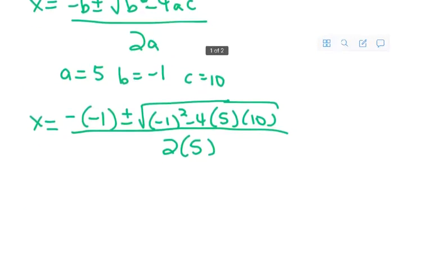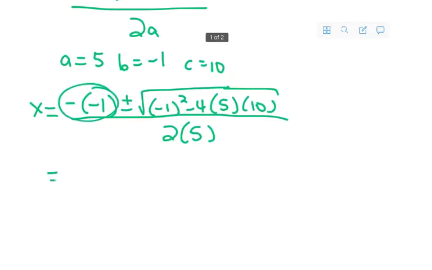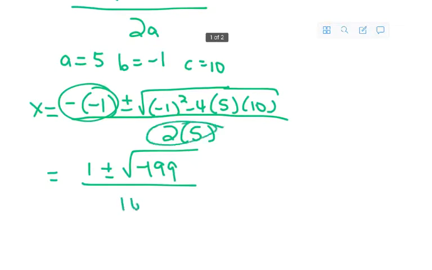So this is 1. The discriminant, the part under the radical, is -199, all over 10. Since I have a negative under the square root sign, the answers are complex, they're imaginary, and 199 can't really be simplified. So the final answer is going to be 1 plus or minus i, the square root of 199, over 10.